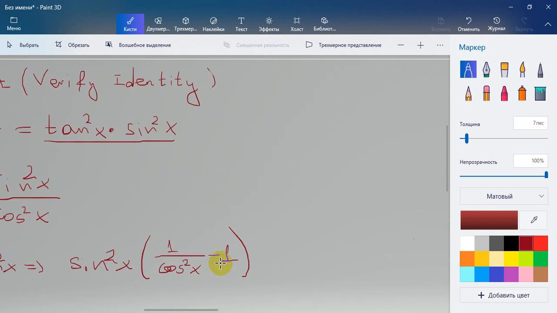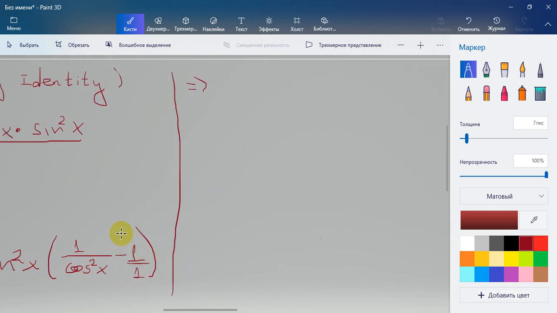Now, to subtract 1 from 1 over cosine square x, I need a common denominator. I must multiply this part by cosine square x. Now I have sine square x times 1 over cosine square x minus cosine square x over cosine square x.